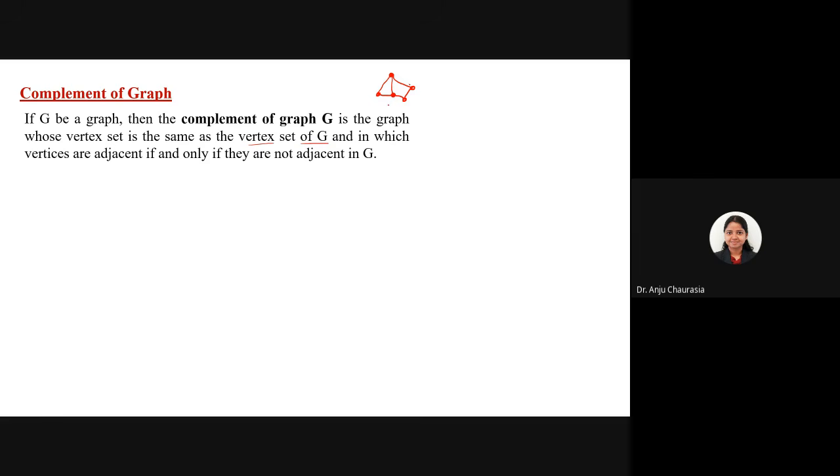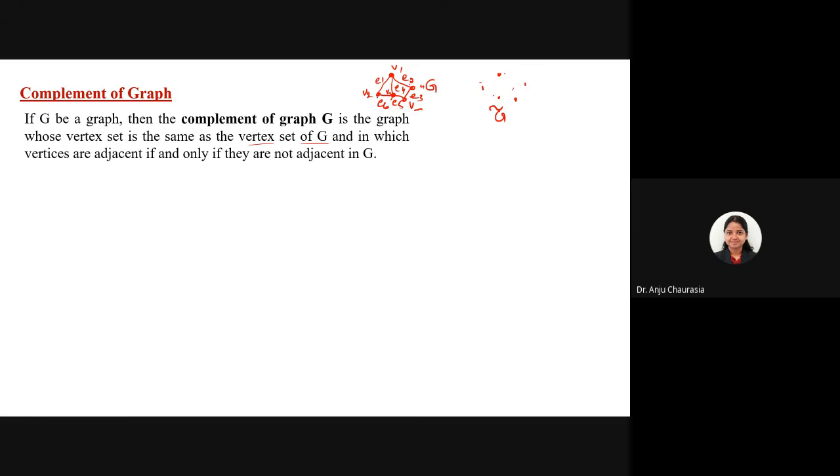Okay, vertices are here. Suppose this is E1, this is E2, this is E3, this is E4, this is E5 and E6 in this graph. So this graph's name is G. And now suppose I need to find the complement of that graph. So there also the vertices will be the same, V1, V2, V3, V4 and V5. Here also in the complement graph, vertices will be the same.